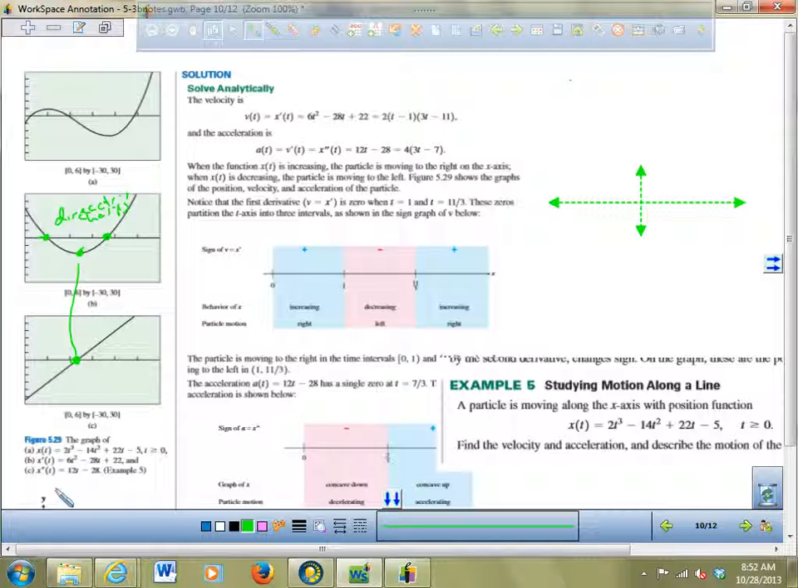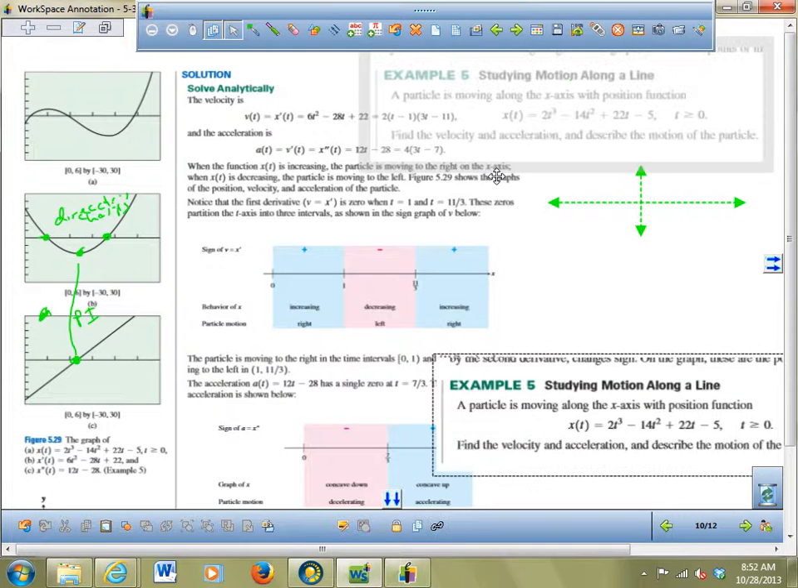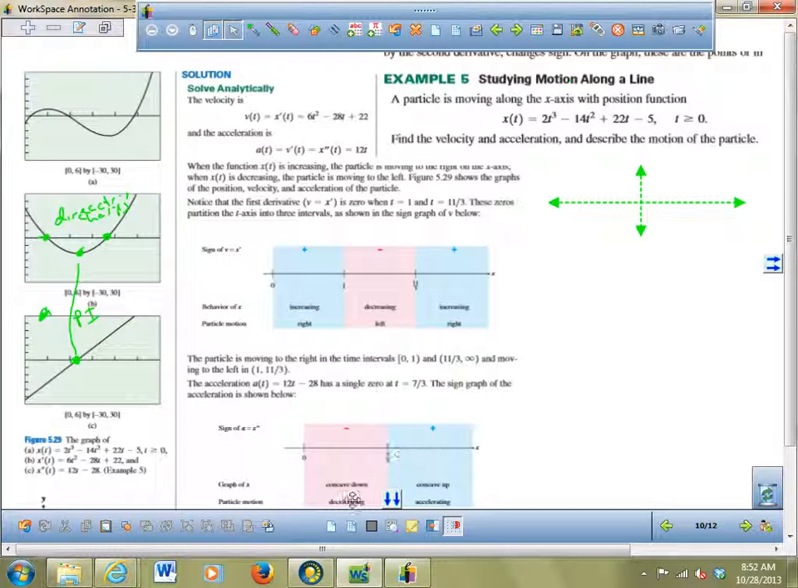See that? These are direction changes. This is a point of inflection right there, which also represents when the acceleration is changing from increasing to decreasing. So what they do is they take the second derivative, set that equal to 0, and you get 7/3, and then to the left it's negative and to the right it's positive.